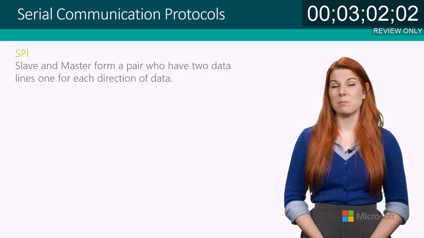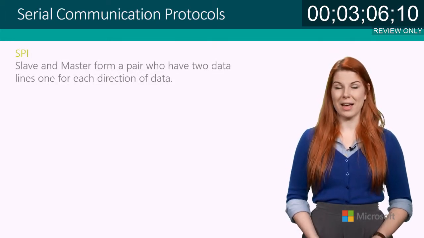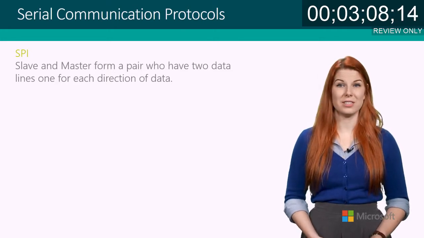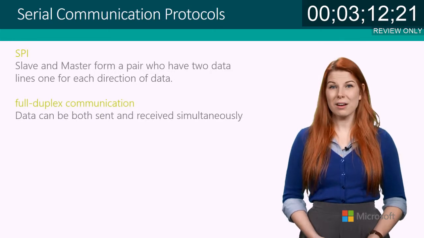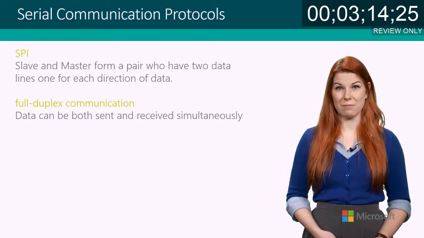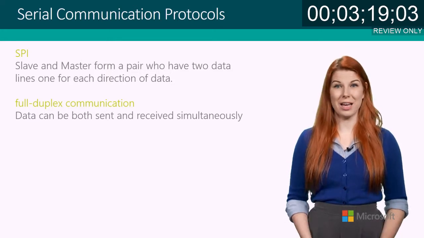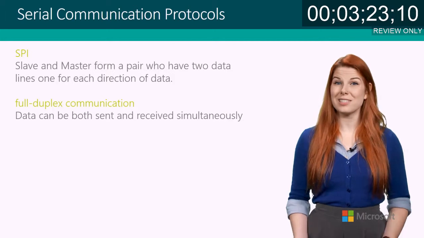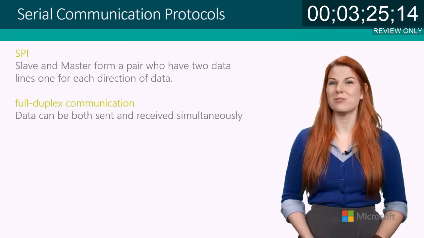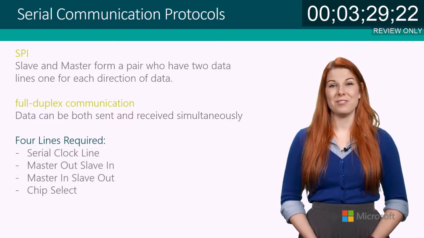Then you have SPI. SPI forms a direct pair between slave and master, and then you have 2 different data lines, one for each direction of information. Because you have 2 lines, each for one direction, you can send out and in at the same time. This is called full duplex communication. As you can imagine, it is twice as fast as what I2C is doing using a single line for back and forth. But you need more lines.